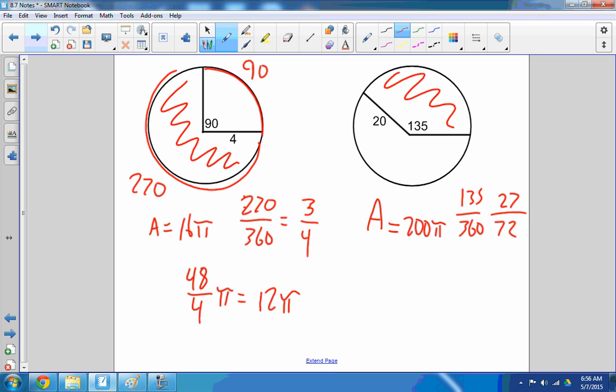which continues to reduce. We can reduce that by 3, 9 over 24. I can take that one more step, 3 over 8. And so I multiply these, so 200 times 3 over 8, that's 600 over 8 pi, which we can reduce as well. 600 divided by 8 is 75 pi.